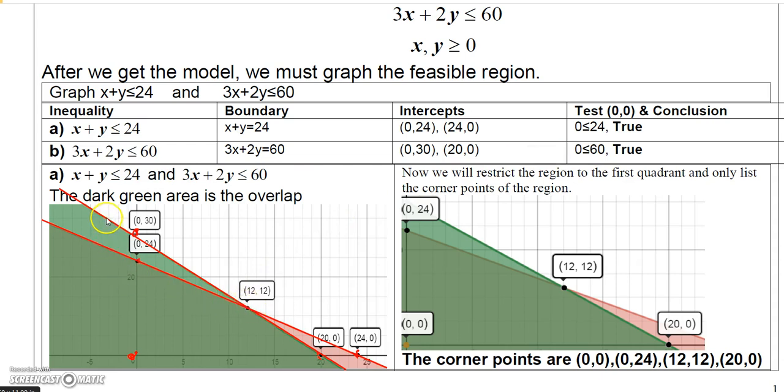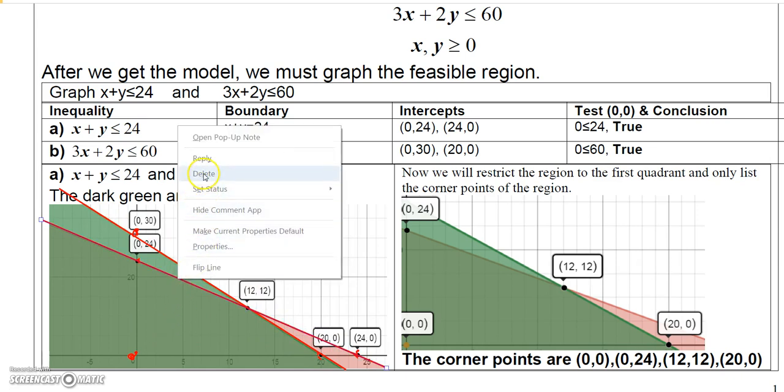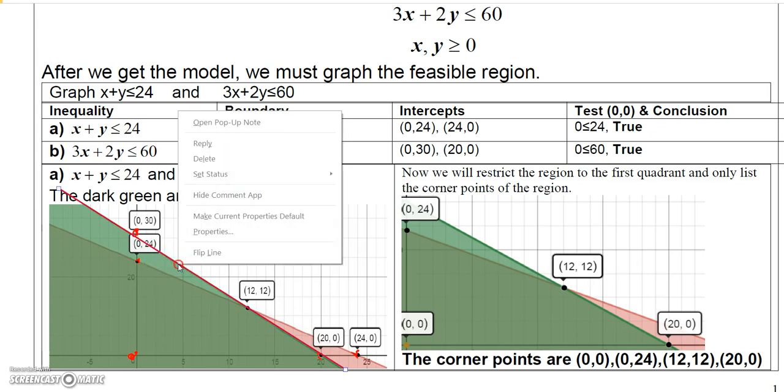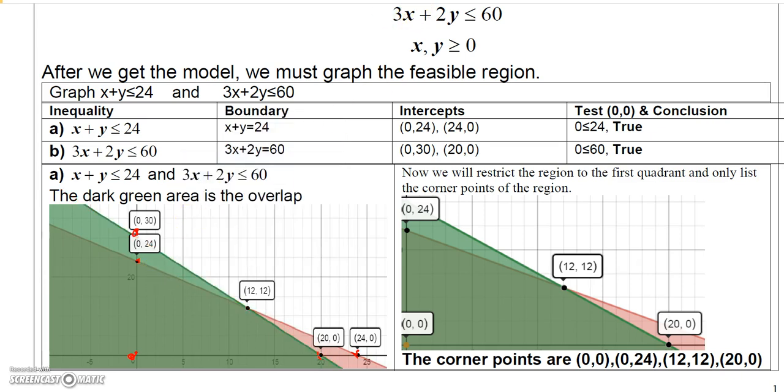So you shade everything below both lines, because that's what you end up doing. If you look for the overlap of the region that's below both lines, you get a region that looks something like this. It's going to start here, and then it's going to turn down here, and you're going to have everything shaded below it. So you'll have all of this region here shaded.